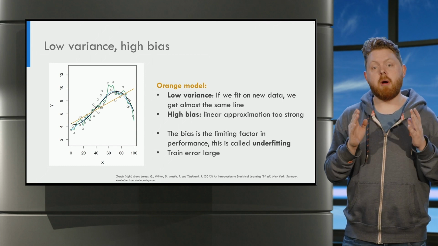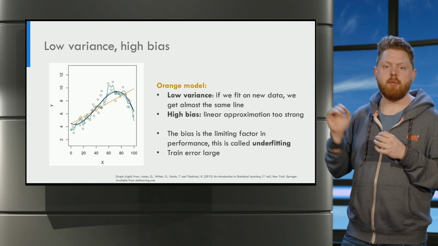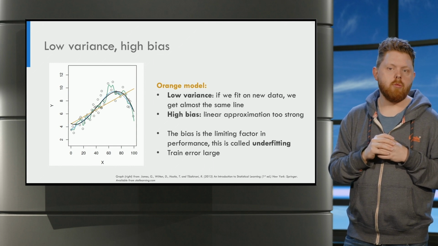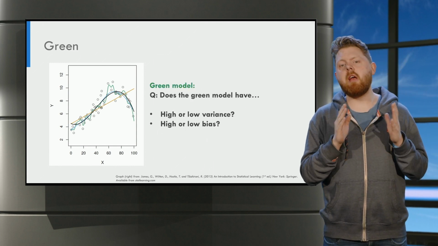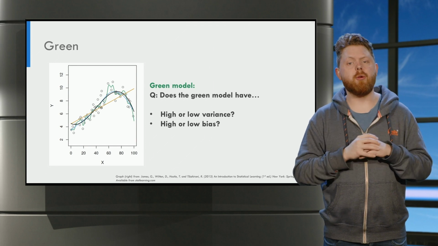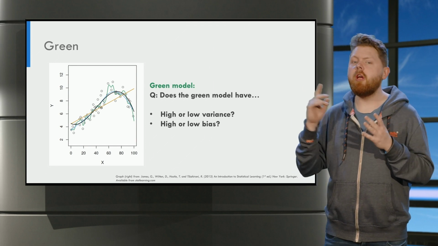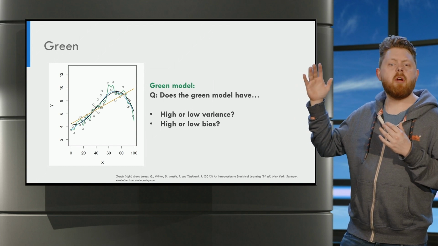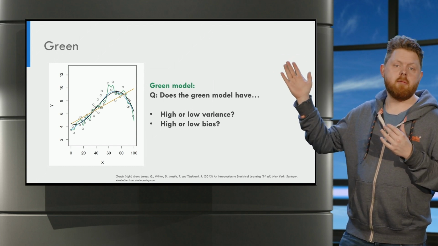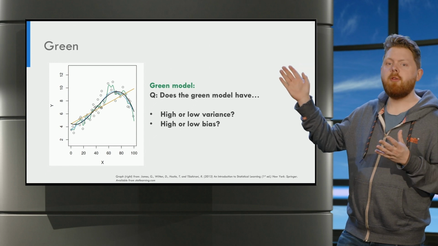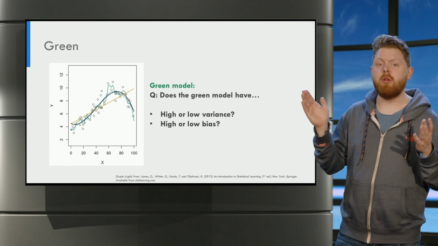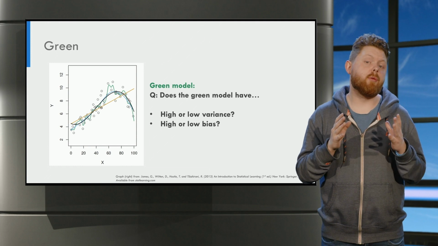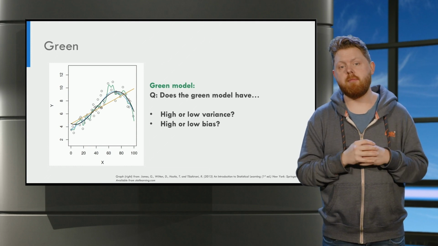Now let us talk about the green model as a second example. To test your understanding, I have two questions for you. Does the green model have a high or low variance? And does it have a high or low bias? Please pause the video and take a moment to think about this. Afterward, we discuss the answer together.